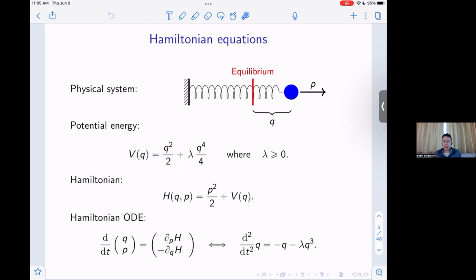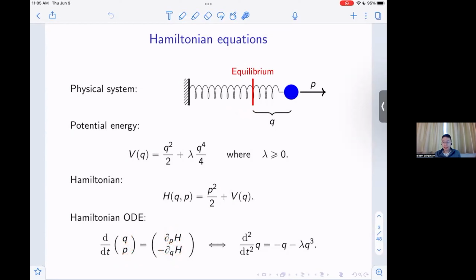Now, once I have the potential energy, I can define the Hamiltonian, which corresponds to the total energy of the system. This is a function of both the position and the momentum, and it consists of the potential energy plus the kinetic term, so plus the quadratic term in P. This will be our Hamiltonian. Now, if you like Hamiltonian mechanics, you can write a first order system, and it will look like this. The first derivative of Q is given by the P derivative of H, and the first derivative of P is given by minus the Q derivative of H.